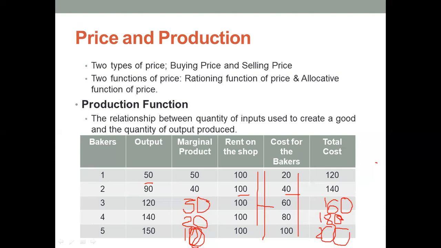Okay? So that would be an example of rationing a function of price. The distribution, controlling the distribution through the price manipulation or through price. Okay?